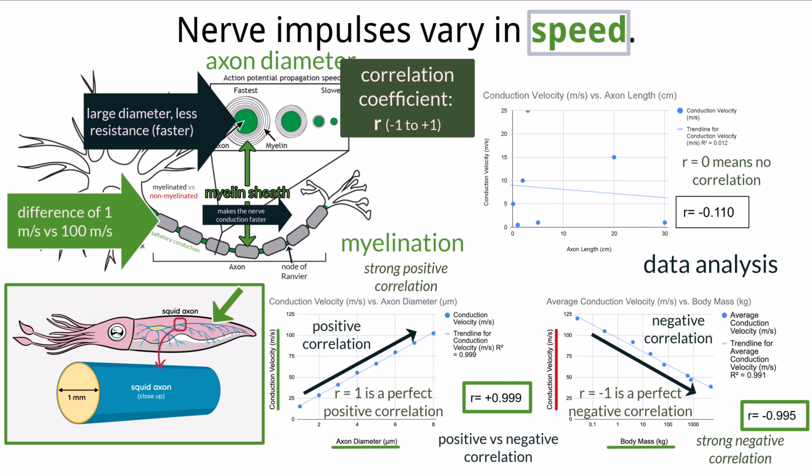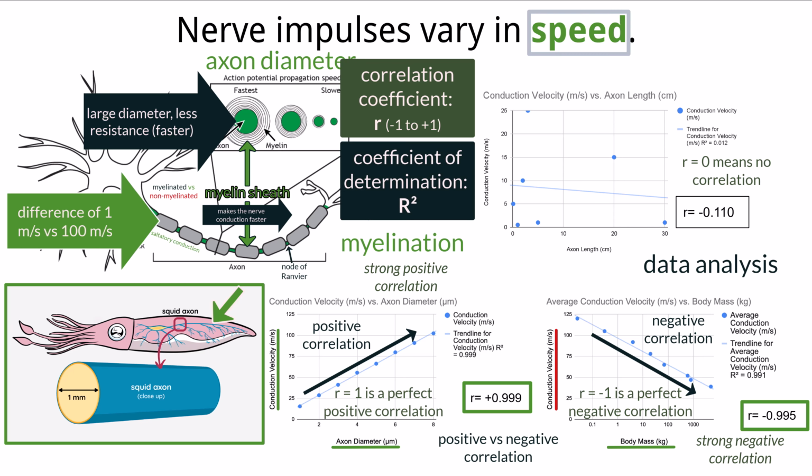We can go one step further. The coefficient of determination, or R squared, tells us how much of the variation in the dependent variable, in this case conduction speed, can be explained by the independent variable, such as axon diameter. For example, an R squared value of 0.999 means that 99% of the variation in conduction speed is explained by variation in axon diameter. That's a very strong relationship.